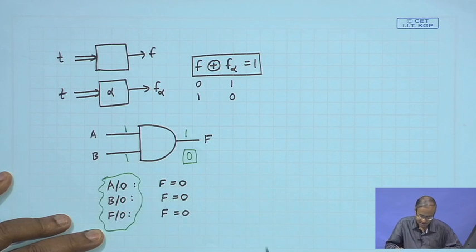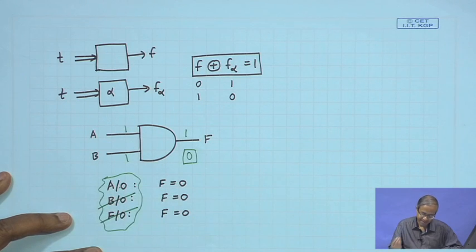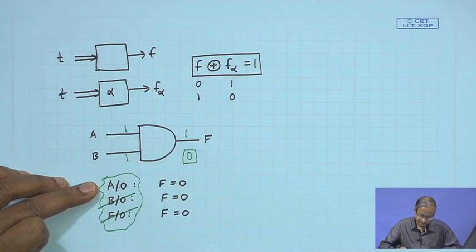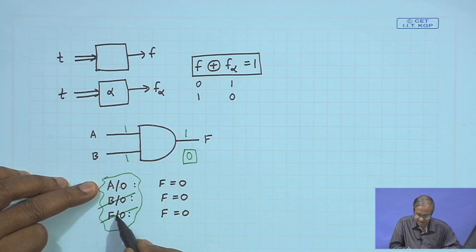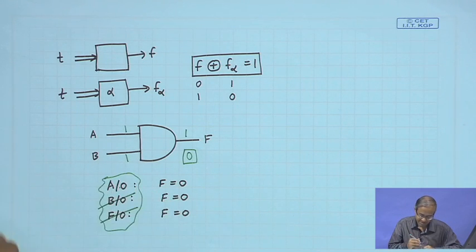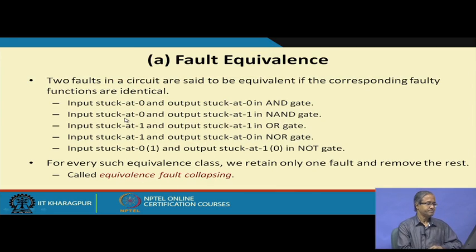So, what I am saying is, do I need to keep all these 3 faults? What if I delete any 2 of them and I keep only A stuck at 0? See, for detecting A stuck at 0, anyway I have to apply 1 1. This test vector will also be detecting B stuck at 0 and F stuck at 0. So, I need not keep all 3, I will remove 2 and keep only 1, right. This is called an equivalence class. That is what I have shown in the slides.